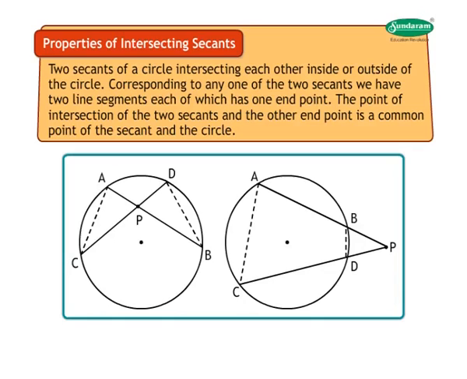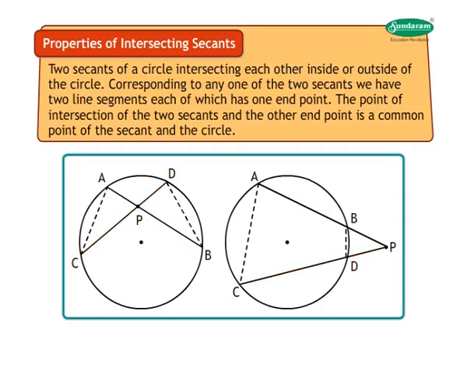and the circle. In this figure, the secant AB intersects the secant CD at the point P, and the points A, B, C, D are on the circle. The two line segments corresponding to the secant AB are segment PA and segment PB, and corresponding to the secant CD are segment PC and segment PD.